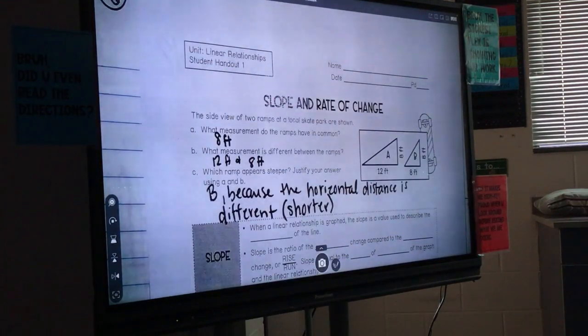All right, so I have a question. What is our slope for A? Just give me the two numbers that tell me my rise over my run. 8/12. And then what is my slope for B? 8/8, which equals 1. So if I simplified this one, what's the slope for this one? Nevaeh? Because we're going to divide it by 4, so you end up with 2/3. Okay?